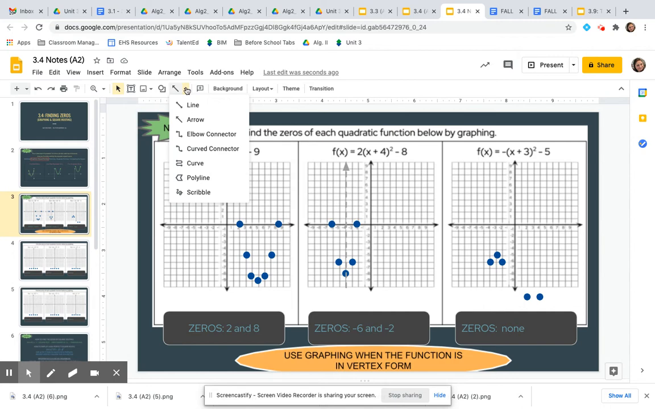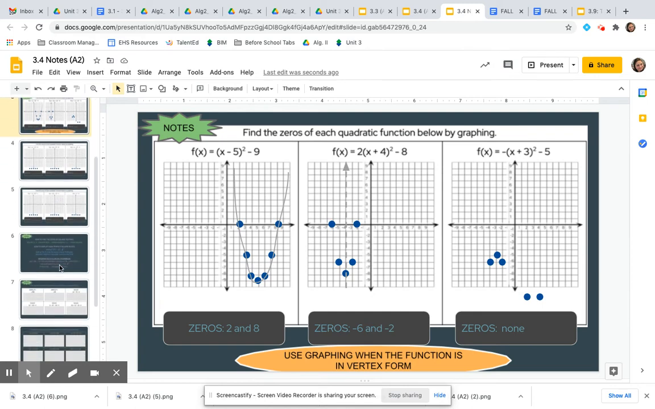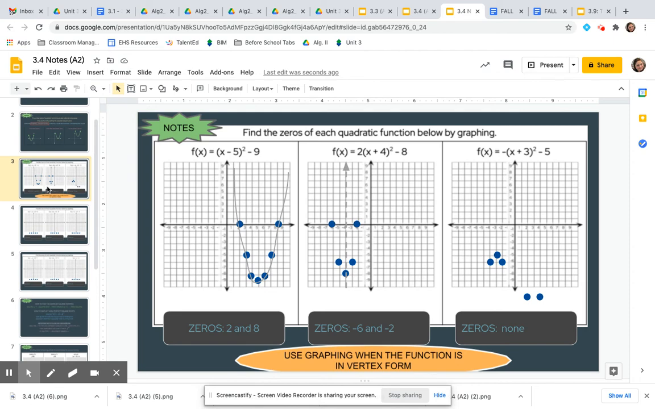If that bothers you, then what you can do is come up here to the line tool and pick scribble. And you can try and draw a curve through these points if you're having trouble visioning it. Like that. Okay, so you can kind of see my parabola now. And then I'm going to skip to the next section. My suggestion would be to go try a couple of these graphs and pause the video and then come back.